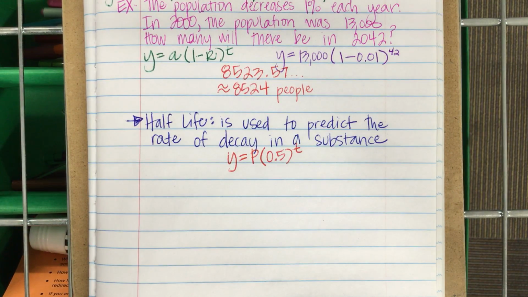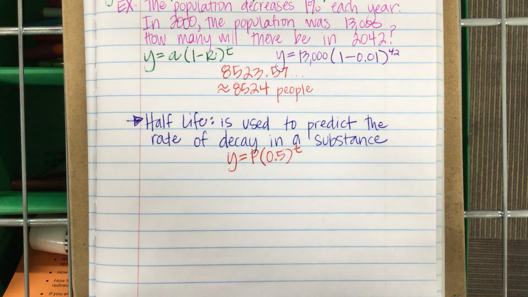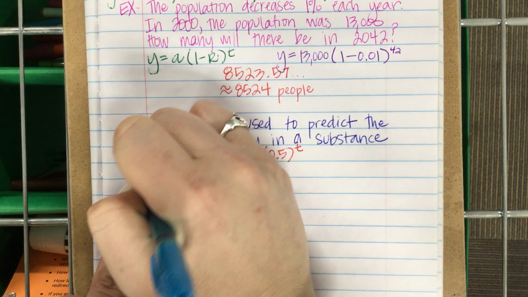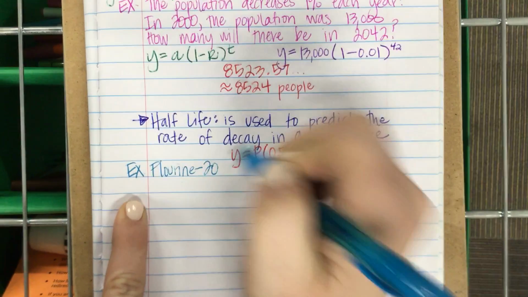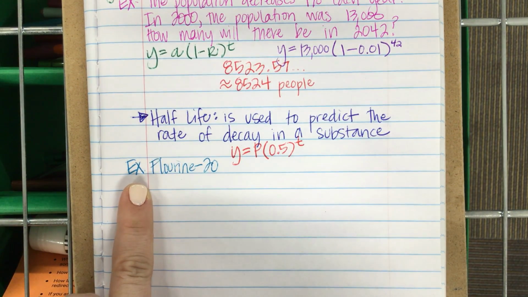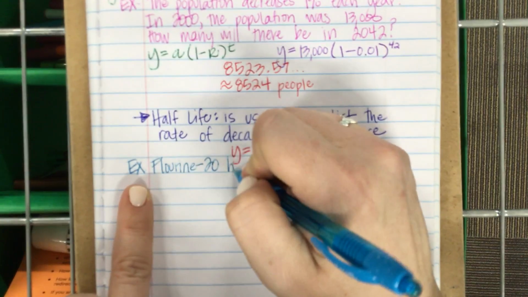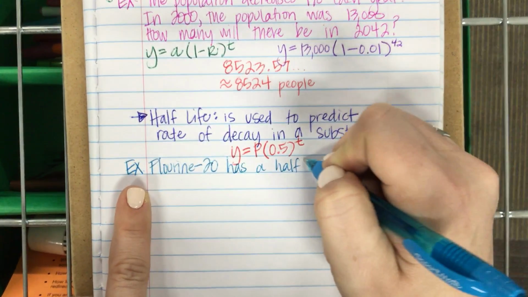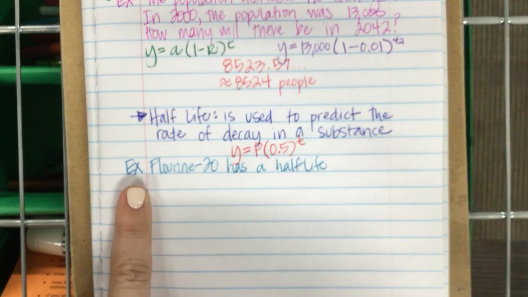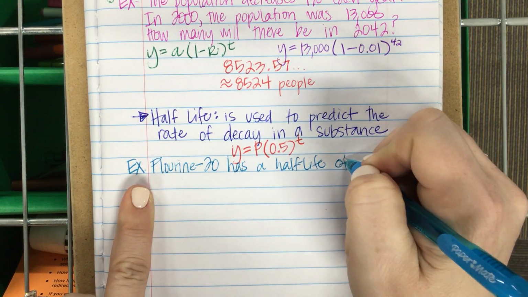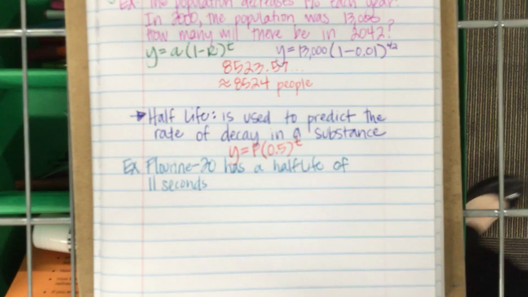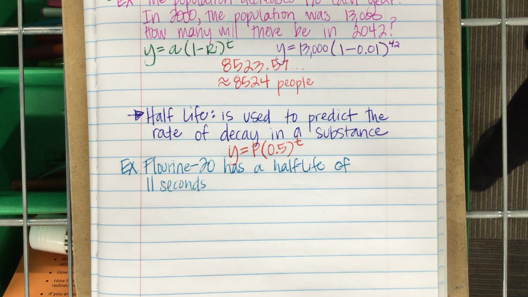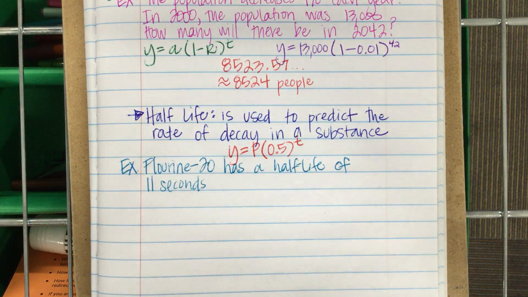All right, so here's our example. Something that I'm sure all of you have been waiting your whole life to understand. Fluorine 20, everybody's favorite element. Fluorine 20 has a half-life, a very volatile element, of 11 seconds. Meaning every 11 seconds, half of it disappears. Wow. Fluorine 20 has a half-life of 11 seconds.